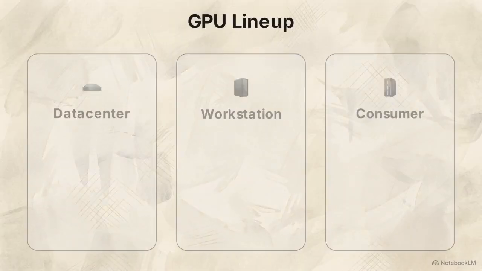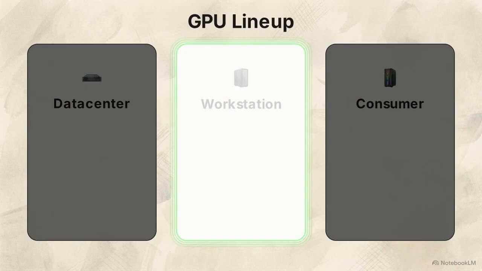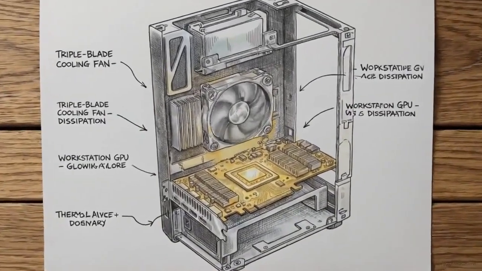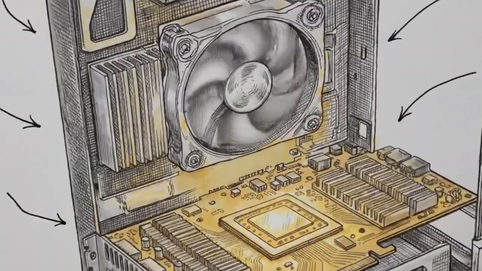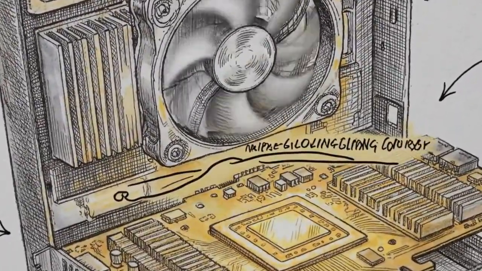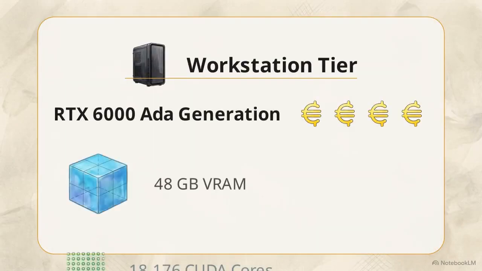Data scientists working outside a server room need the workstation tier. The top-end RTX 6000 Ada generation matches enterprise cards, offering 48 gigabytes of memory and 18,000 CUDA cores. The key difference is the cooling system. It features active cooling with a built-in fan. That means you can plug it directly into a standard desktop tower and access server-tier model training capabilities right at your desk.